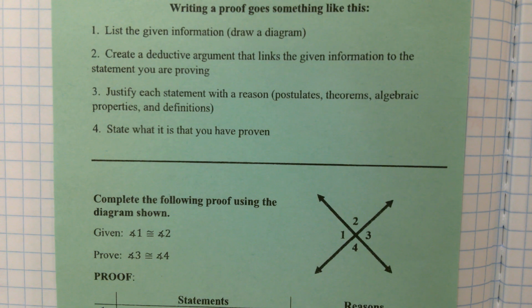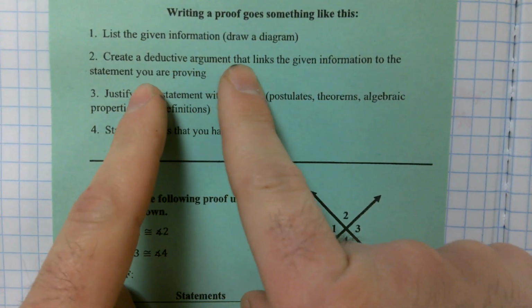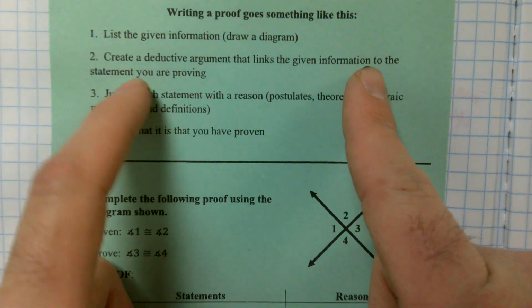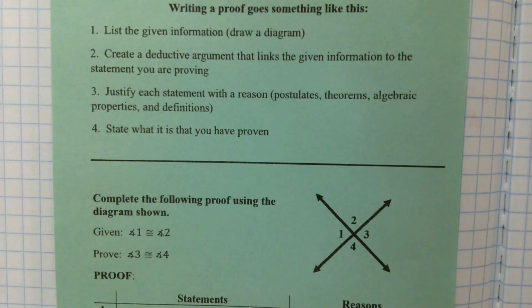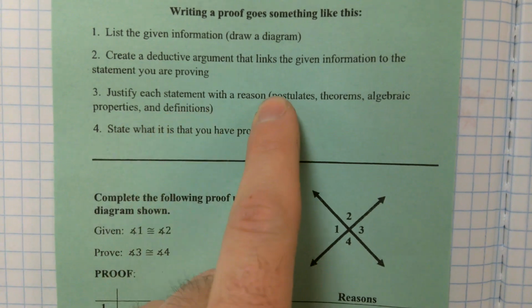Sometimes it's just a couple, sometimes it's a lot. We're going to start off nice and simple. What we're doing is creating a deductive argument that links the given information to the statement we are proving. Like I said, we're filling in all the gaps. We're going to justify each statement with a reason.